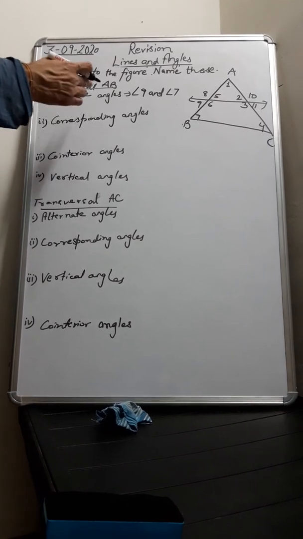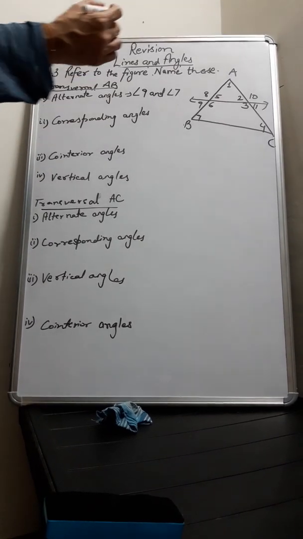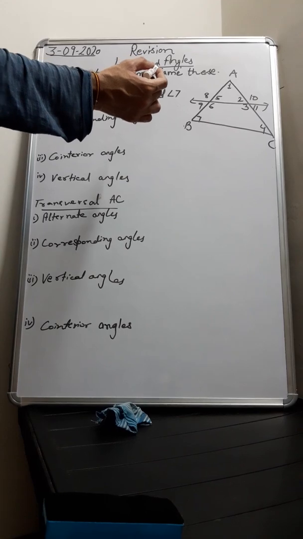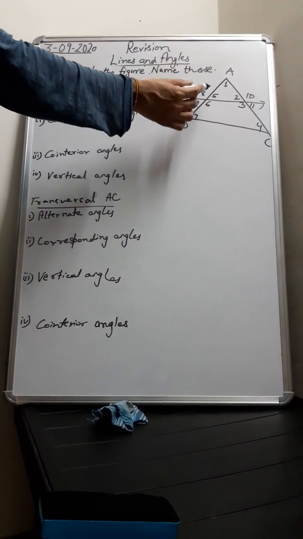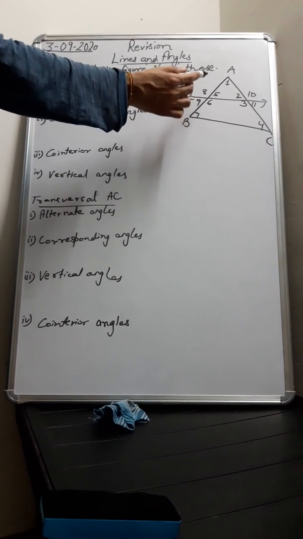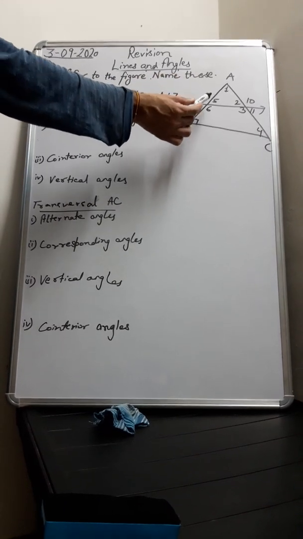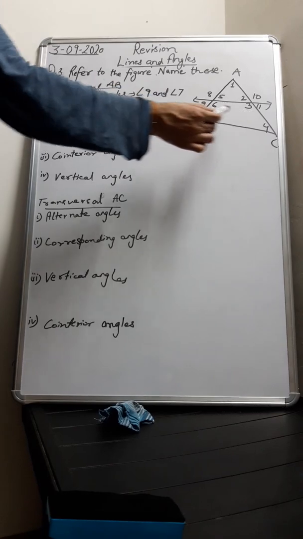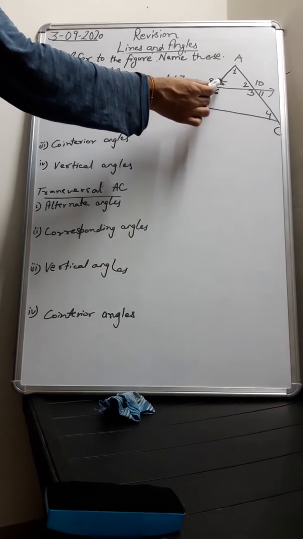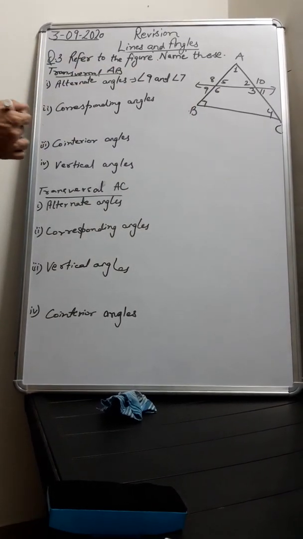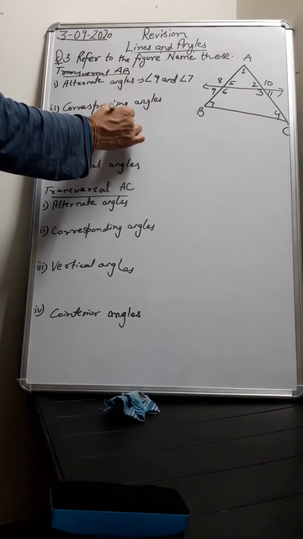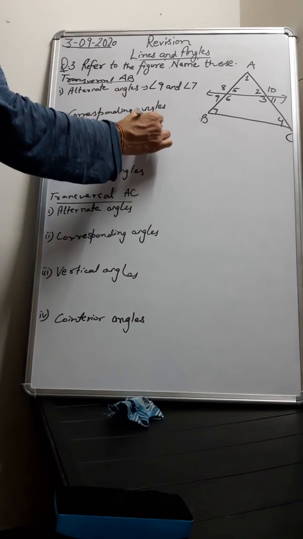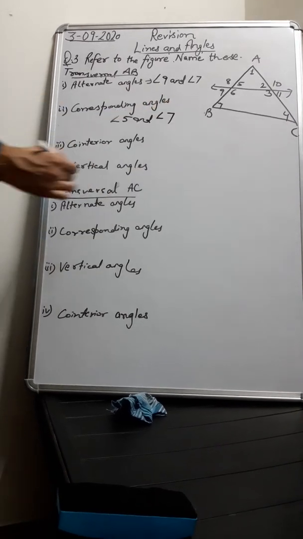Next is corresponding angles. Corresponding angles are the angles which are on the same side of the parallel lines, either above a line or below a line. So here this line is parallel to this line. Angle 5 is above a line and 7 is also above a line. So corresponding angles are angle 5 and angle 7.